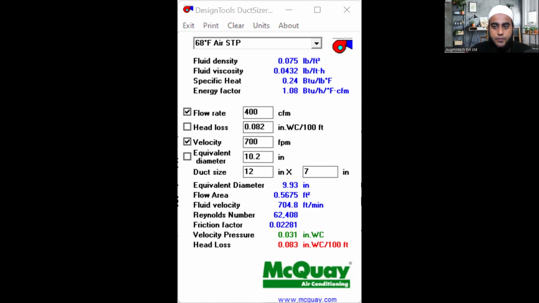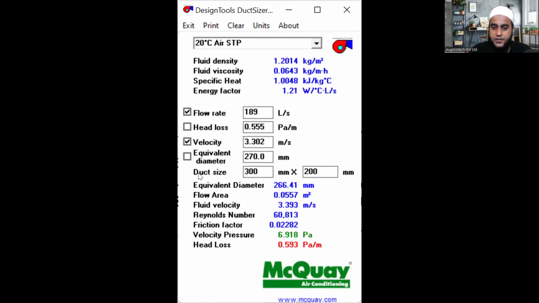No, max velocity I'm not talking about. Okay, velocity we can maintain up to 1000, no problem. But we have to see the head loss also. That also you have to see, okay? So then also it is coming more than that, so better is to go for 650. So when I'm taking 650 FPM velocity, now the head loss is less than that. Okay, so now you can change the unit and do the duct sizing.